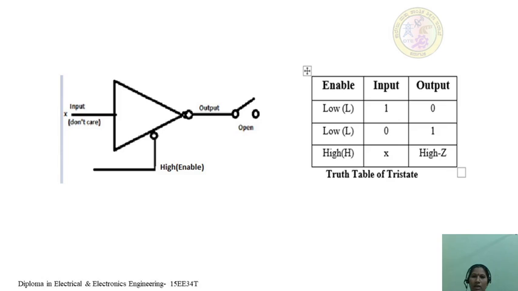Here we have three columns: enable, input and output. When the enable input is in a low mode, the input is in a high state and the output is in a low state. When the enable input is in a low mode, the input is in a low mode and the output is in a high mode. When the enable input is in a high mode, the input is in a don't care mode and the output is in the high impedance state or open circuit condition.